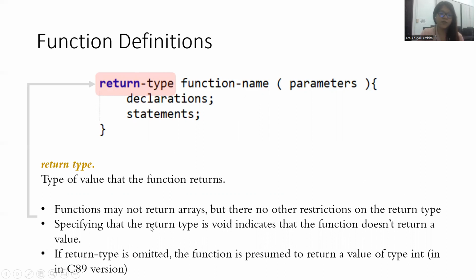Also, specifying that the return type is void tells that the function doesn't have a return value. And lastly, if you omit the return type, in other words, you only have the function name followed by the parameters, then in the C89 version, your compiler will presume that it returns a type of int.